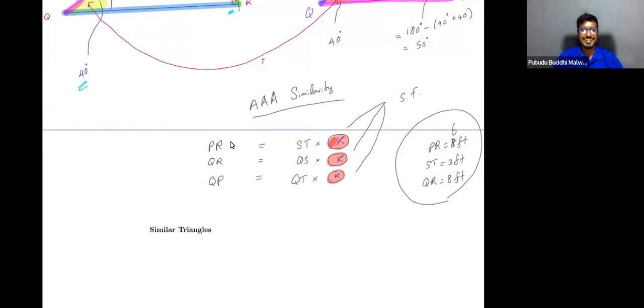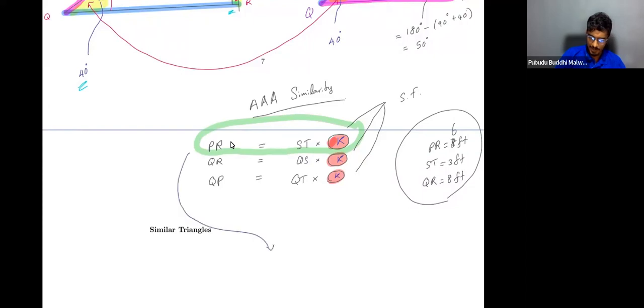So what's the most suitable equation? I think clearly the first one, because we have PR and ST. It depends upon the question, right? For some questions, you might have different lengths, then you should use those. But you should be able to write these three. That's the most important part. That's the fundamental. Then let me replace PR by 6 and ST by 3 times K.